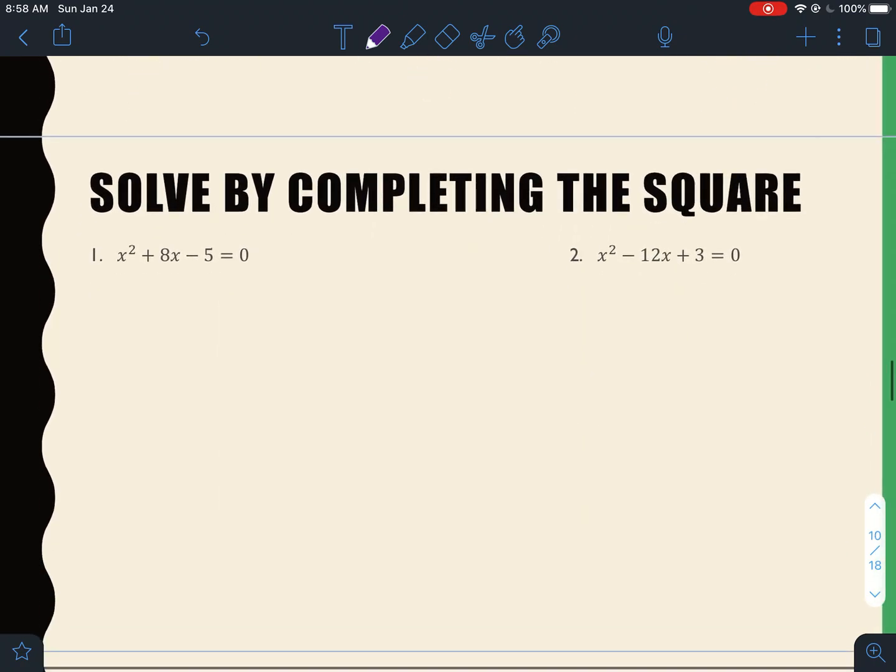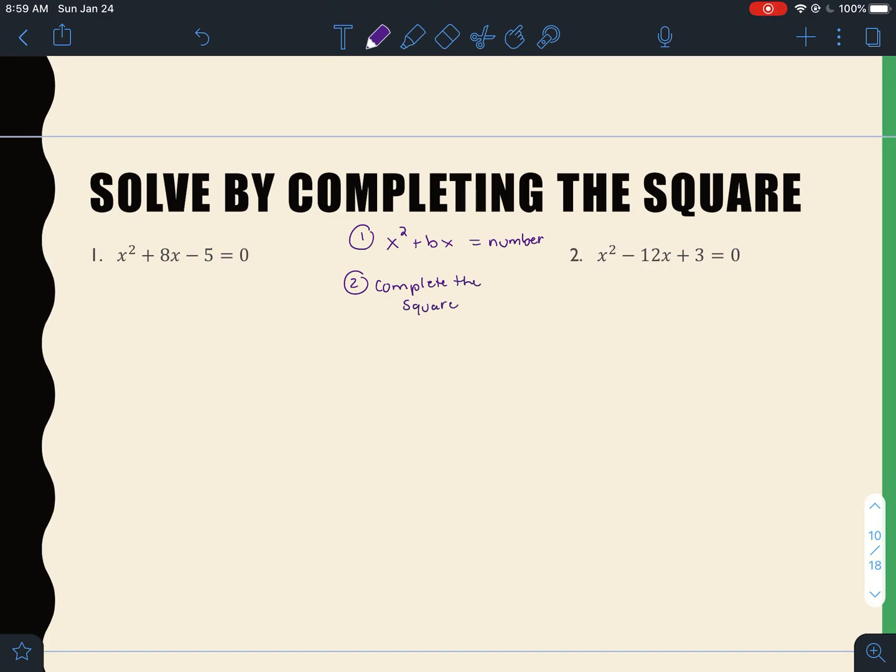All right, so if we want to solve by completing the square, you've got some steps. Step 1, you want to get the x squared and the bx term to be alone on one side. And so you want the x squared plus bx to equal whatever the number is, the constant. And then step 2, you're going to complete the square. But you have to add the new term to both sides. So since it's an equation, to keep the equation balanced, whatever you do to one side, you have to do to the other side.